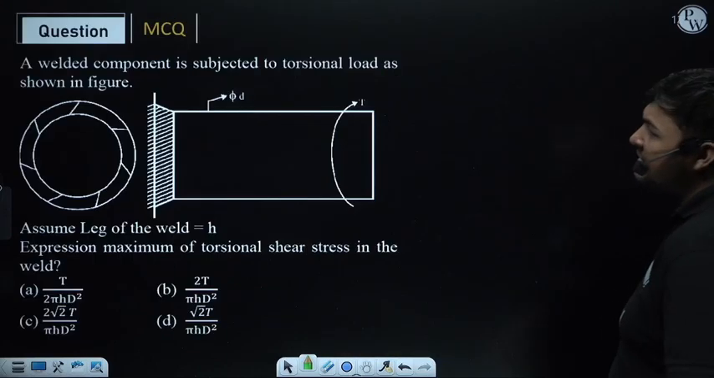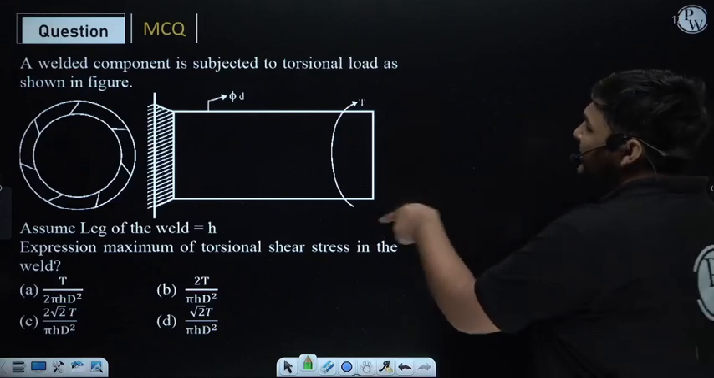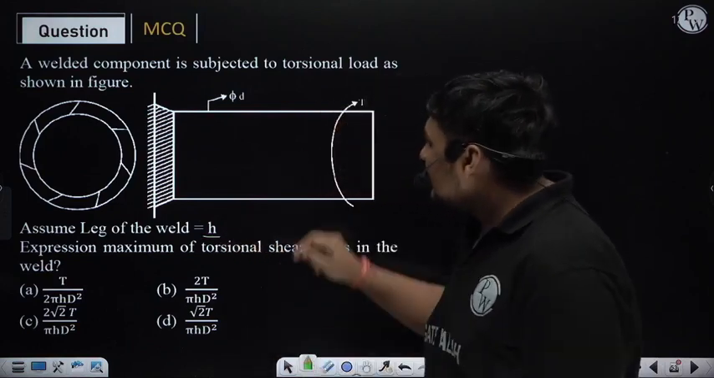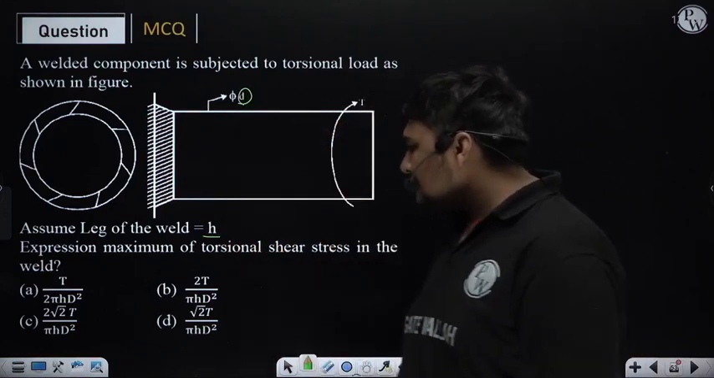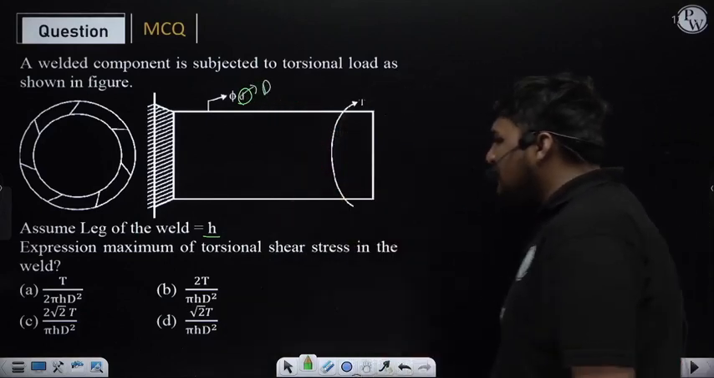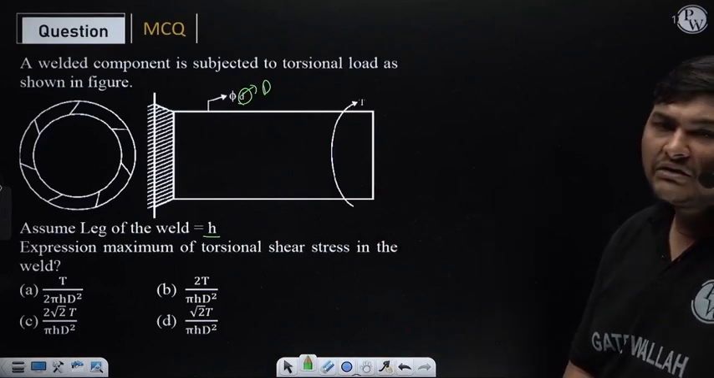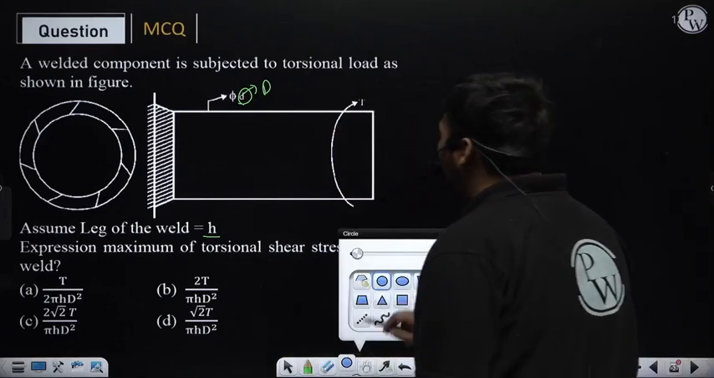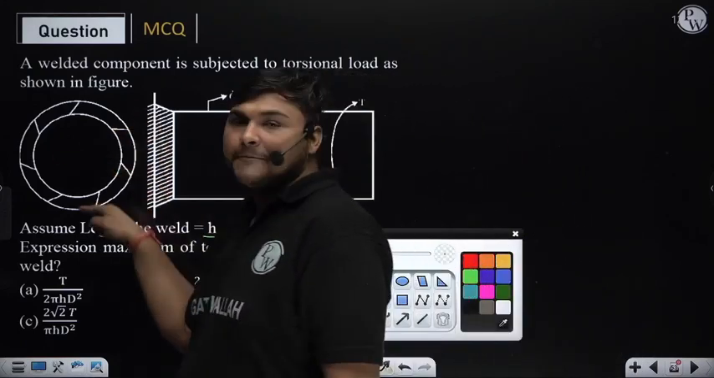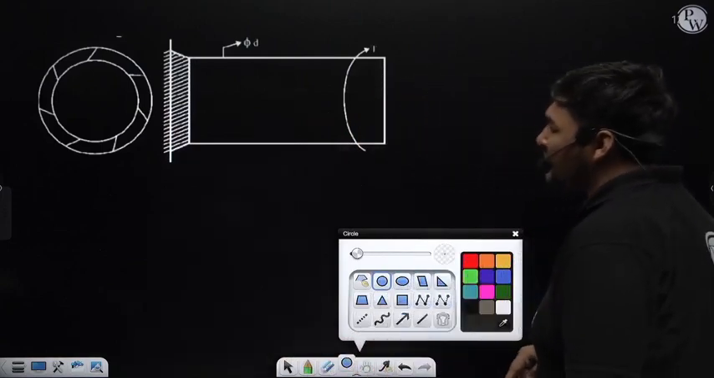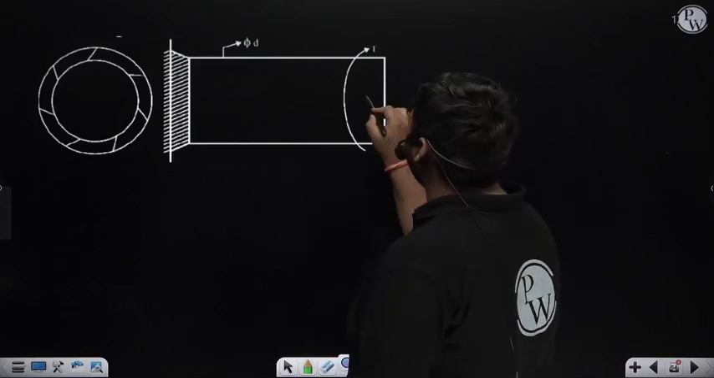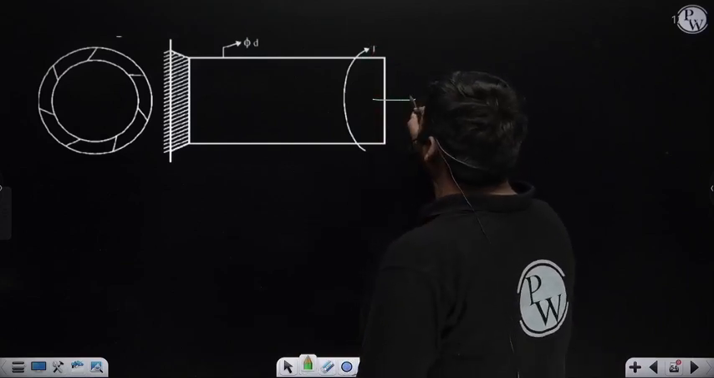Suppose it is a circumferential weld, and right now it is subjected to torsion moment T. Here the leg of the weld is h, the diameter of this shaft or beam is capital D, by mistake I have written small d, and we have to find the expression of maximum torsion shear stress. Now you can see this moment T is the torsion moment for this weld. Why? Because this moment T is acting about this axis.